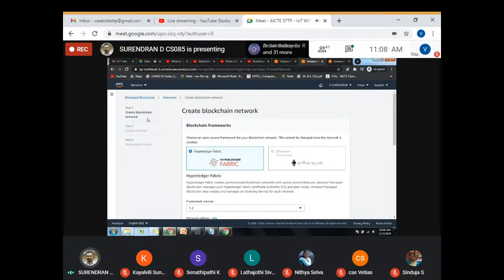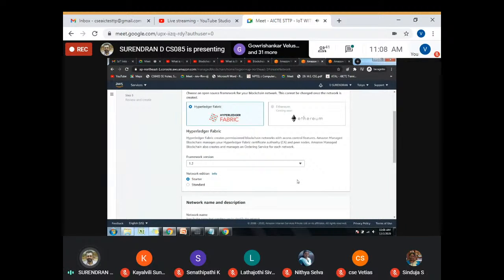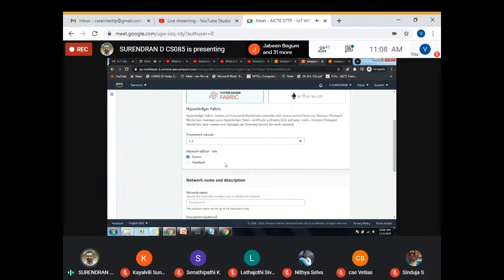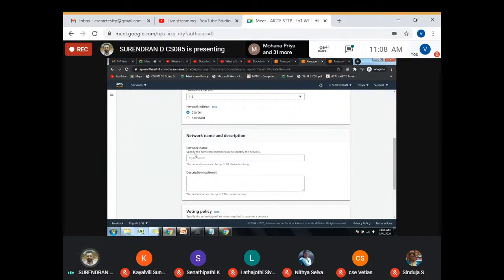Now here is the first thing, how you can create a blockchain network. Here I can use Hyperledger Fabric, or you can use Ethereum. Now Ethereum is not available now. It is disabled, let's say it's coming soon. Then here you can take the version also, which version of Hyperledger Fabric you want to use, and whether you're going for the standard edition or the starter edition, and you give the network name.